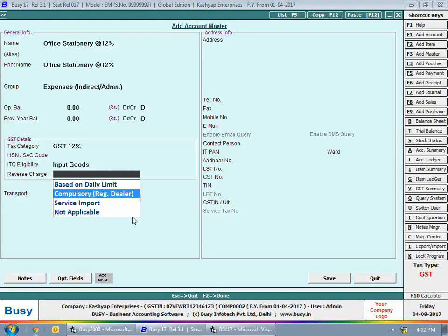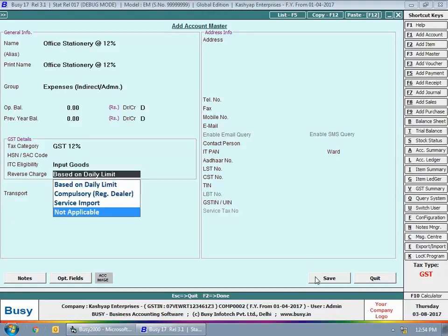Next is service import. If you have imported some services, like you have taken services from a company outside Indian territory, like we have taken server hosting space from a company from US or UK, in that case, you have to select the service import option. Next is not applicable. Although there are very few or maybe no expense accounts for which RCM is not applicable in current date, if you have any such expense, then you can select the not applicable option.